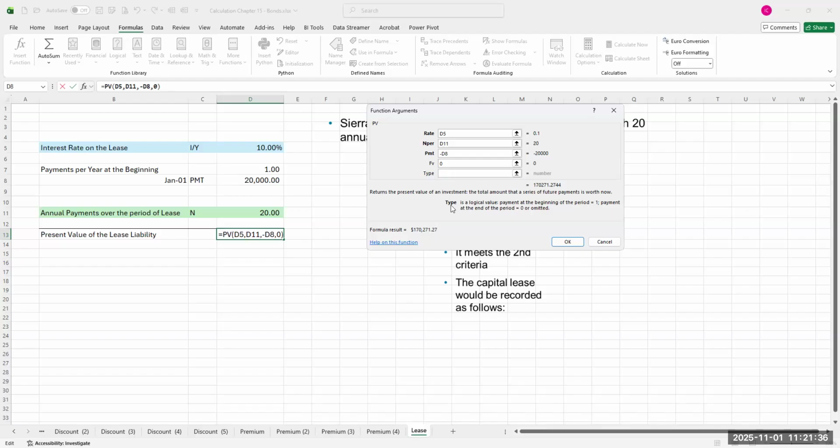And as you can see here, it's a logical value. If the payments are at the beginning of the period, enter 1. If the payment is at the end of the period, enter 0 or don't do anything. Now the question is, when we're making the payment, at the beginning of the period or at the end of the period? What you have to remember is on the lease, we always make the payments at the beginning of the period. What that means is, in this setup, you have to enter 1.